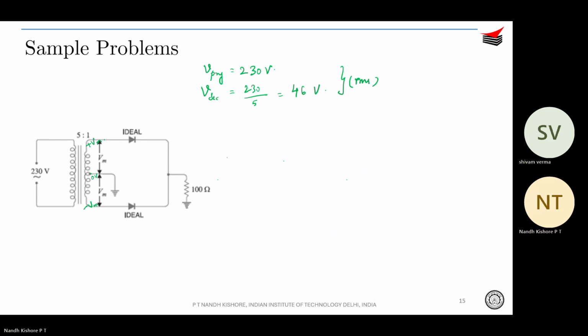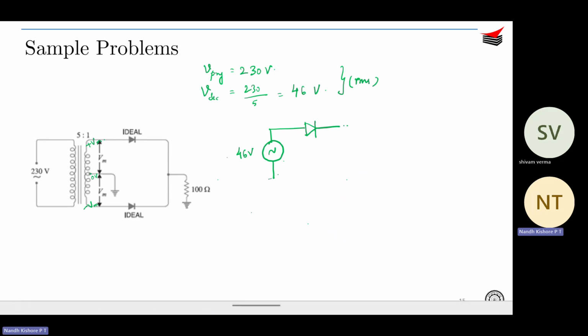So the point is, if I draw the circuit for, let's say, the top diode, I will be having a sinusoidal voltage over here, which is 46 volts, and I have a diode, and I have a ground over here. Let me redraw this.